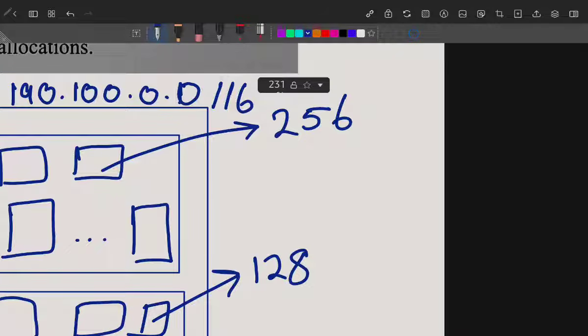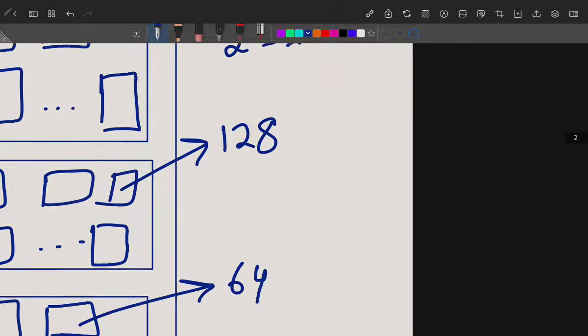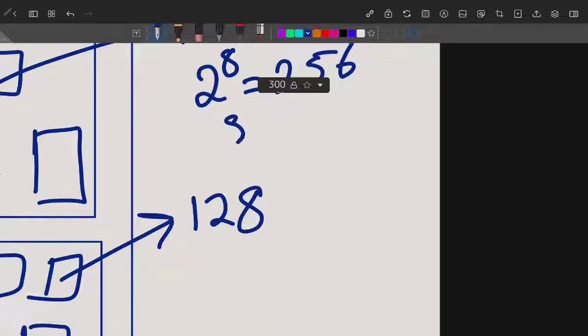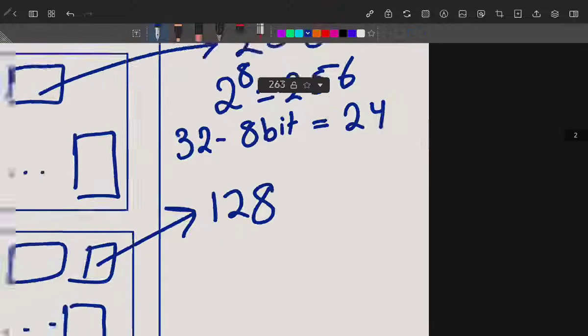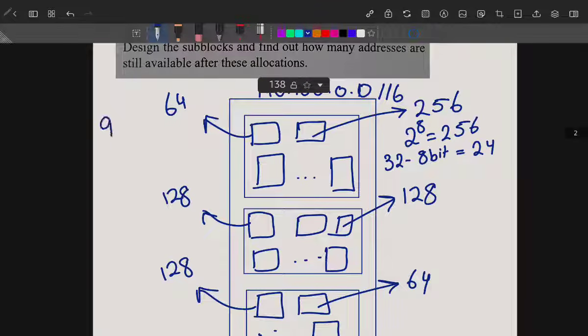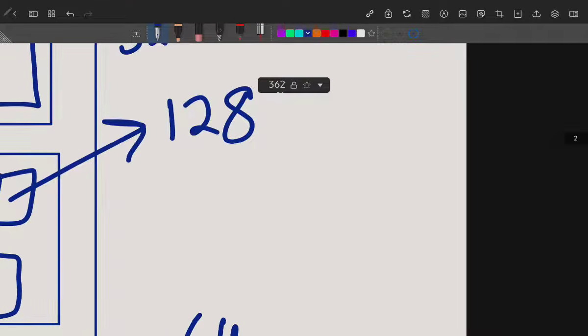Now your number of addresses must be a power of 2. So let's check: is 256 a power of 2? 2 to the power of 8 is equal to 256, so the number of addresses remains unchanged. Therefore we need 8 host bits to represent 256 addresses, and 32 minus 8 is equal to 24. Therefore, for group 1, the subnet mask will be /24.